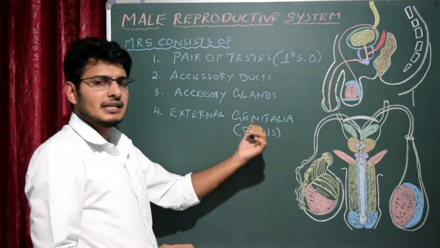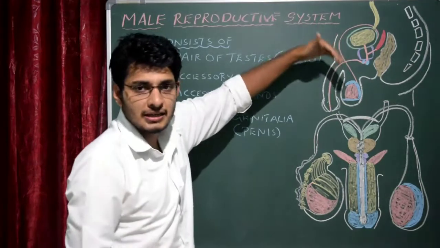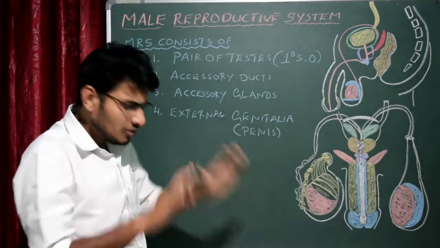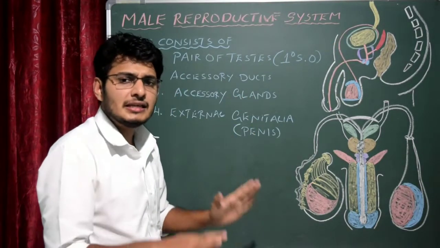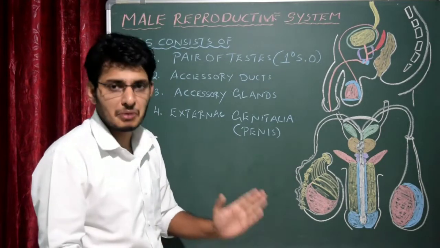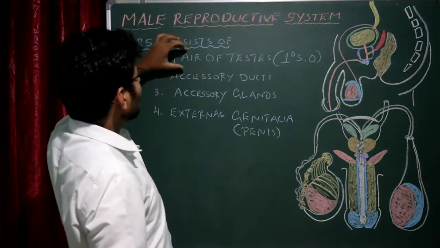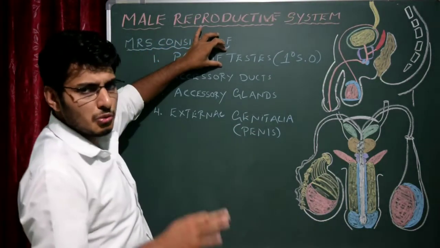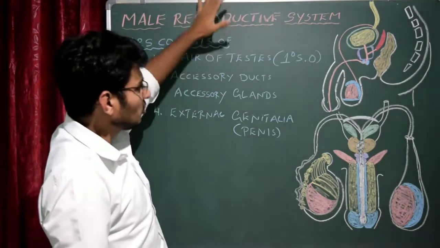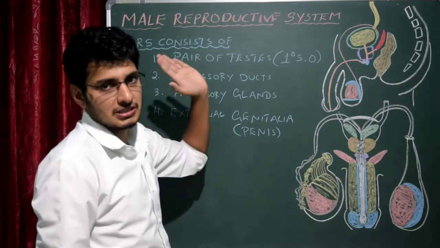See, the genitalia is also called the penis, which is actually present outside the body, that is, outside the pelvis. One thing to remember, that the MRS is present within the pelvic region of the body. Remember it, pelvic region of the body. Okay, so let us see the structure of the testis. Very important. So I'm going to erase it now and I'll explain the structure of the testis.